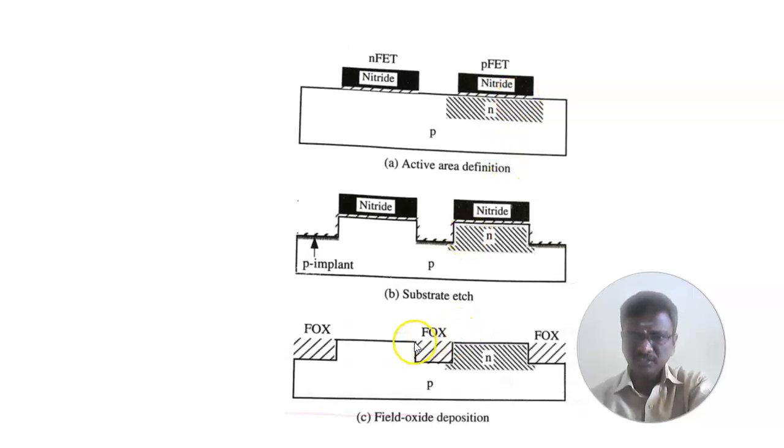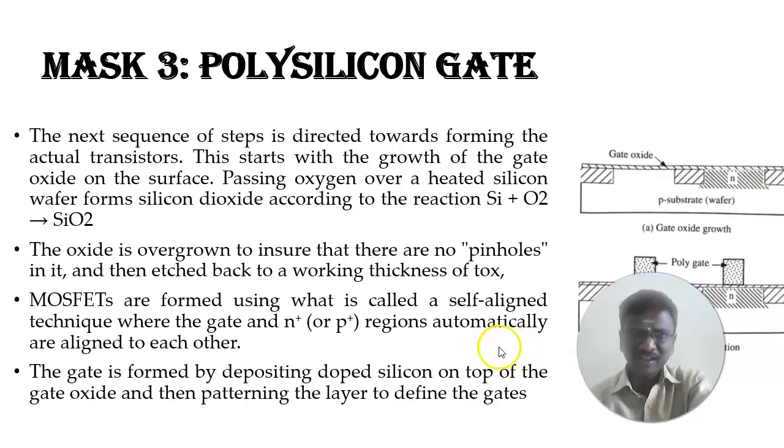Okay, so this is the ion implantation, this is substrate etching, right? For inserting the gate, the etching process will be done, and then there is field oxide deposition. So here we are performing the field oxide, that is, the silicon dioxide layer. After creating the field oxide regions, the third level is the polysilicon gate. This polysilicon gate is directed towards forming the actual transistor, right?